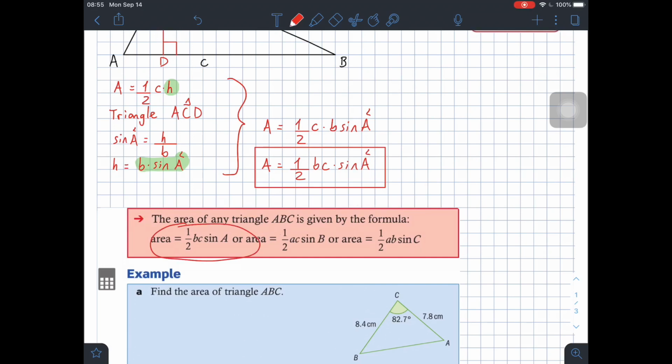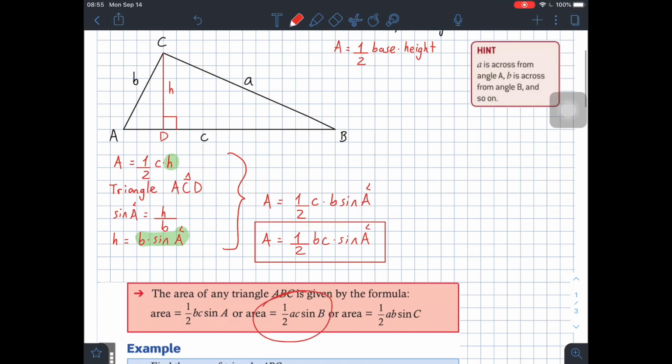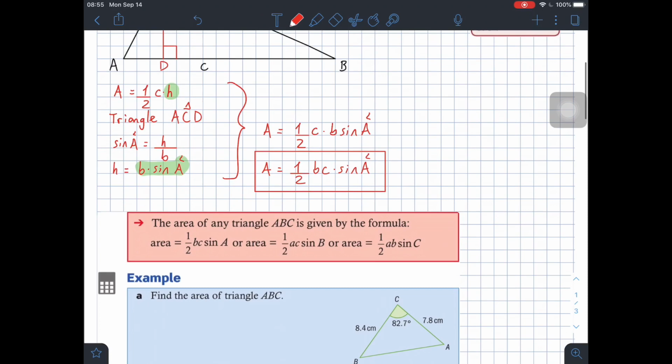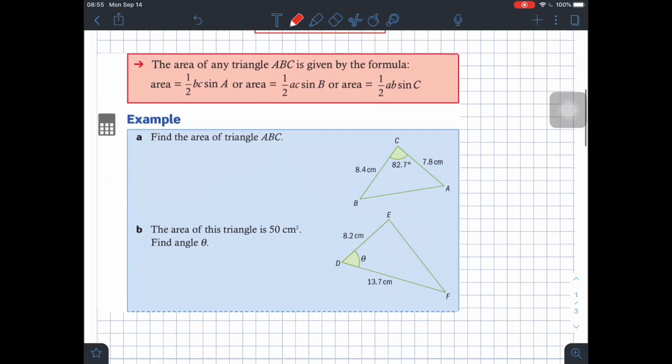Area equals 1/2 BC sine of A. Or I can write it in many ways, right? I can say 1/2 AC sine B or 1/2 AB sine C. The important thing is that the sides, for example, if we look at this one, 1/2 AC sine B, you see that it's side, side, and the angle in between, okay? So it's always the two sides and the angle in between in order to be able to apply the formula. So remember that rule, okay? Let's see some examples about this. You'll see that this is quite easy.